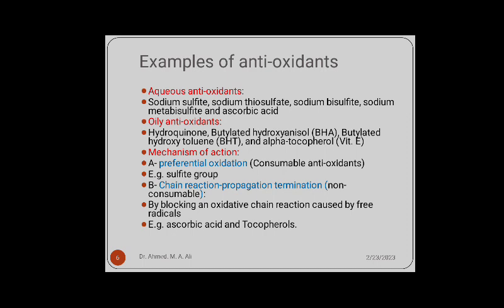Examples of antioxidants: we have aqueous antioxidants like sodium sulfite, sodium thiosulfate, sodium bisulfite, sodium metabisulfite, and ascorbic acid, which is vitamin C. Oily antioxidants like hydroquinone, butylated hydroxyanisole, butylated hydroxytoluene, and alpha tocopherol, which is vitamin E. Mechanisms of action: preferential oxidation, like a consumable antioxidant such as the sulfite group, or chain reaction propagation termination, non-consumable, which stops the chain reaction by blocking an oxidative chain reaction caused by free radicals, like ascorbic acid and tocopherol.